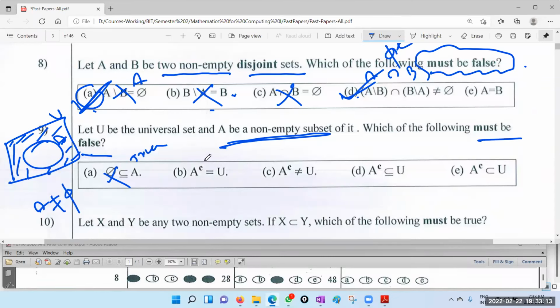Definitely, it cannot be, because A is non-empty. So this is the answer. A complement is U minus A. When A is non-empty, your A complement must be having something less, something removed from U, and definitely. So therefore, when someone says A complement is U, this must be false.